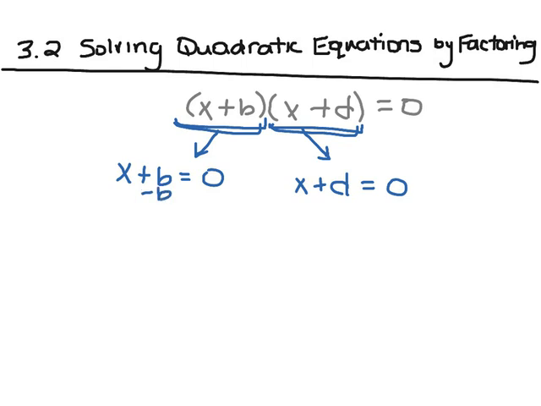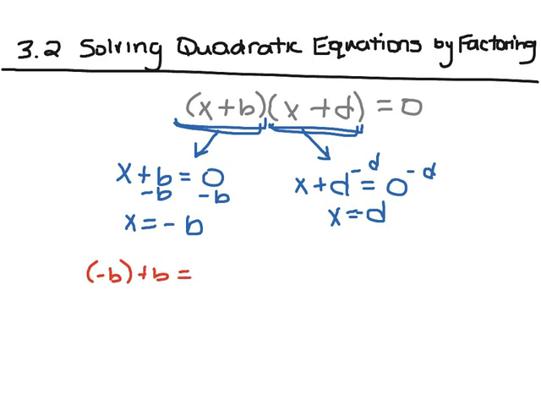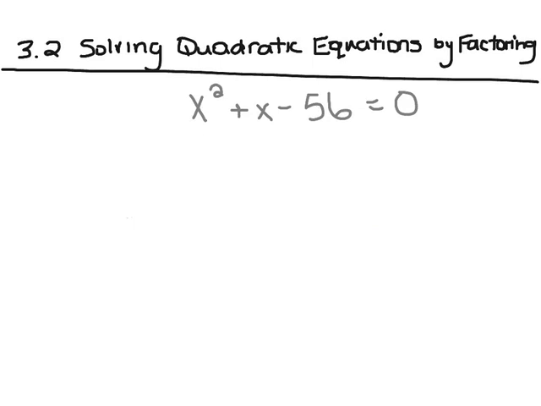If we want to find out what x has to be, we subtract b from both sides, so x has to be negative b. And the same thing over here, so x would have to be negative d. And if we substitute that in, it would be negative b plus b equals 0, which is 0, and negative d plus d equals 0, which is 0. Amazing. It works.